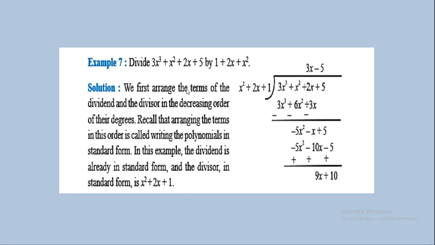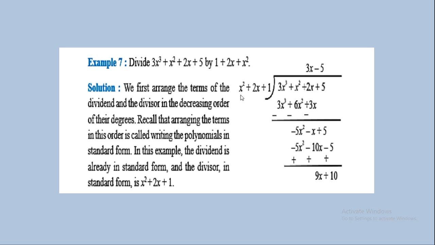Okay, we can see another example. Here we are taking the cubic polynomial 3x cube plus x square plus 2x plus 5, and we are going to divide this with another polynomial 1 plus 2x plus x square. This polynomial is not in its standard form, so to divide two polynomials we have to change it to its standard form. That is, its standard form is x square plus 2x plus 1. So we can write it like this: 3x cube plus x square plus 2x plus 5 is divided by x square plus 2x plus 1.